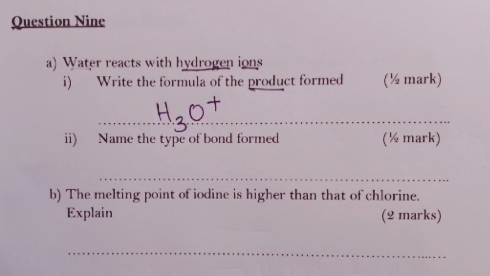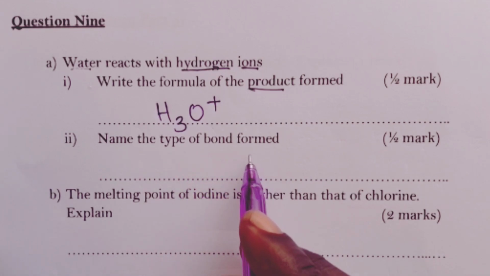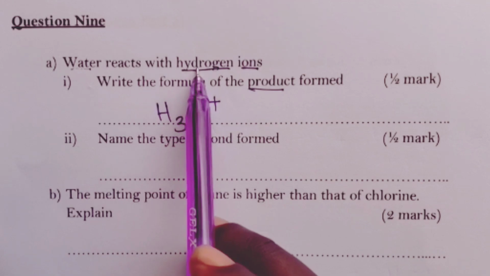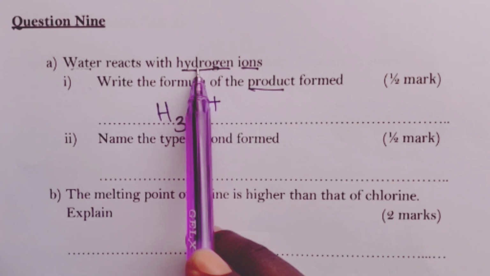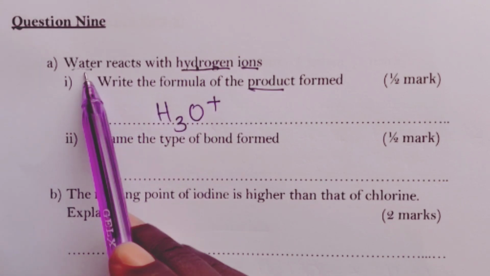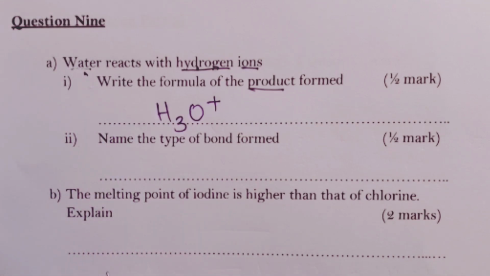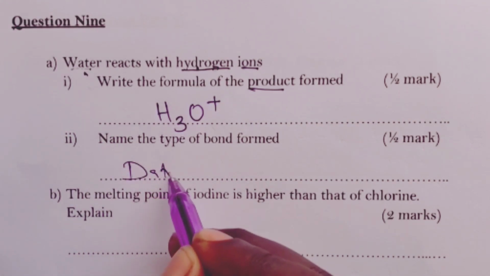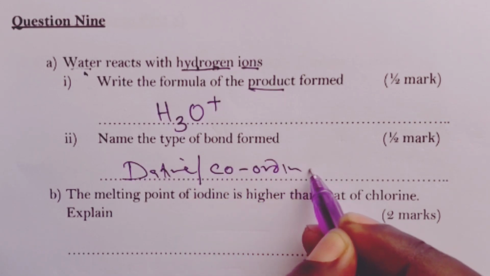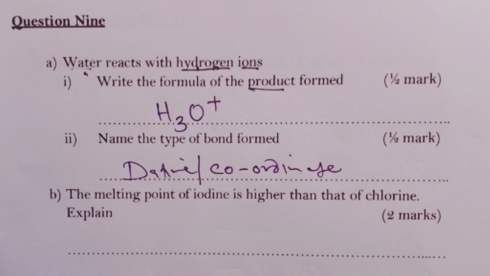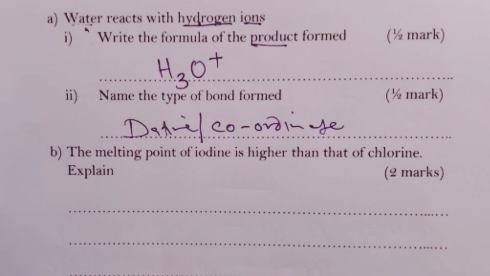Then we are also asked to name the type of bond. So when water is reacting with hydrogen ions, which come with no pair of electrons, the pair of electrons that it uses to bond with water are donated fully by water. For that matter, the bond is dative, or we also call it coordinate, just like what happens in ammonium ion.